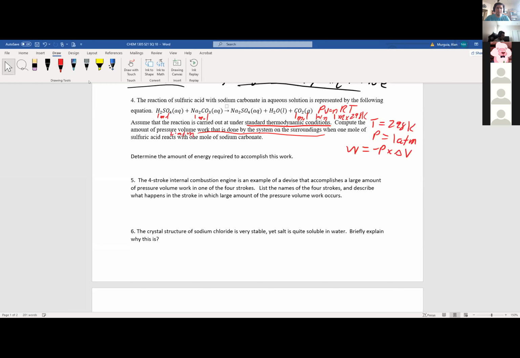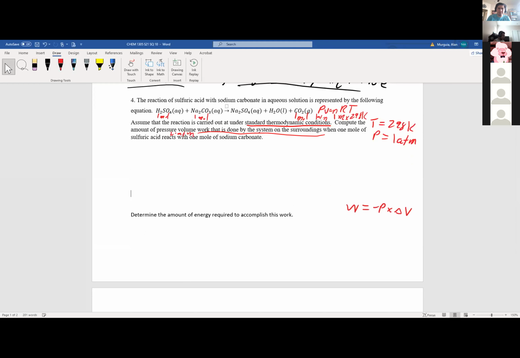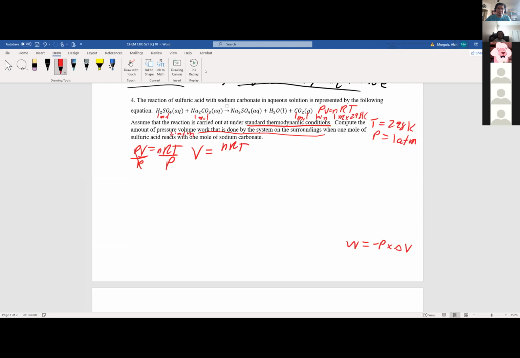So let me quickly make some room here. We write this out into our equation. First of all, let's isolate V since that's what we're looking for. We have PV equals nRT. How can I isolate my V here? Dividing nRT by P. So if we divide P on both sides, we end up with V equals nRT over P.